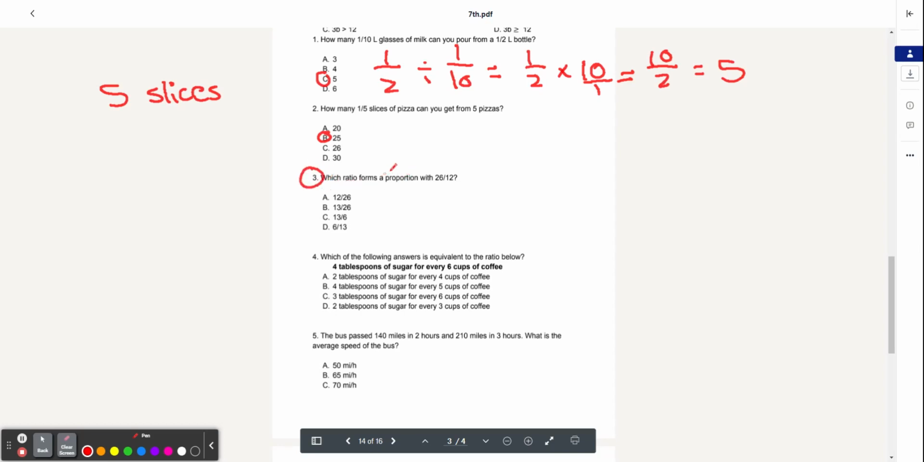3. Which ratio forms a proportion with 26 over 12? In order to solve this, we're going to simplify, and we can do that by dividing it by 2. So 26 over 12 divided by 2 over 2, that is 13 over 6, which is C.